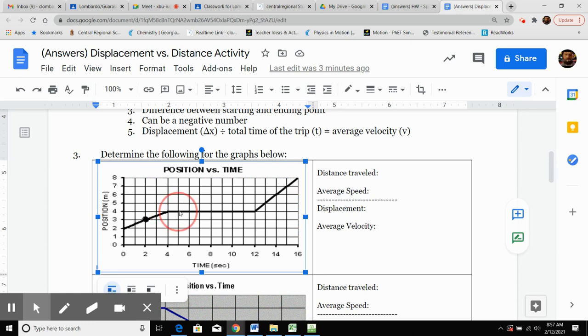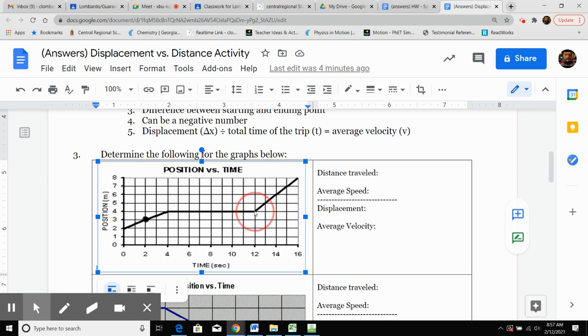So what do you think, guys, is going on from the 4 to 12 second range? So again, position is on the y-axis. So right here at 4 seconds, you're at a position of 4 meters. Does your position change at all until you get to the 12-second mark? No. So when you have a flat horizontal line on a position time graph, that means you're not moving.